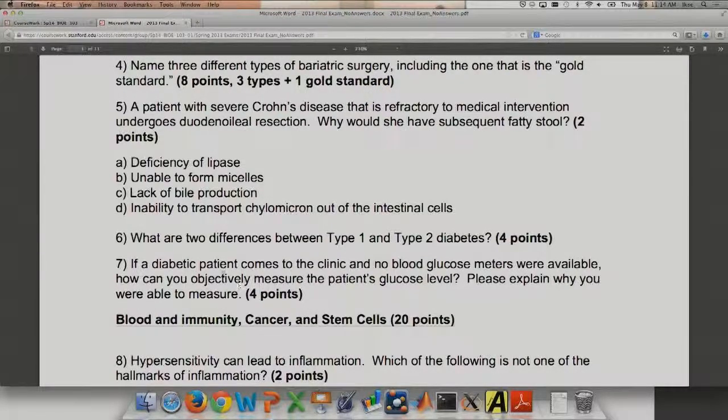So a patient with severe Crohn's disease, which is an inflammatory bowel disease, that is refractory to medical intervention, that means the anti-inflammatory drugs that we use are not helping, undergoes a duodenal ileal resection, so taking part of the duodenum and the ileum out. So you know the parts of the small intestine? What are they? Duodenum, jejunum, ileum, right? So this person had part of the small intestine resected. Why would she subsequently have fatty stool?